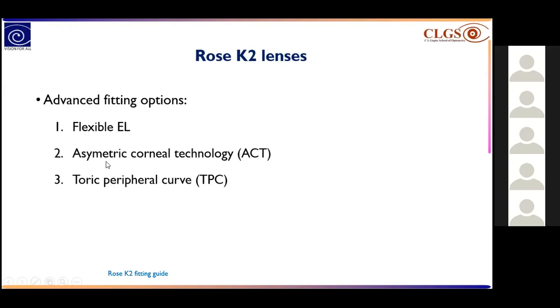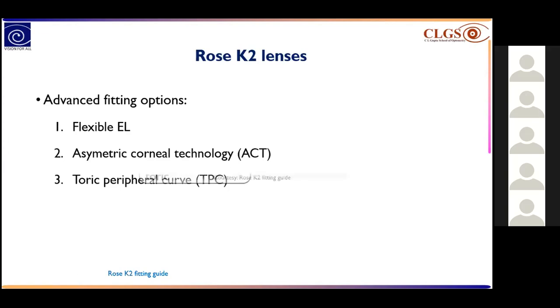So this ACT will be indicated if you are fitting the Rose K2 lenses and you see an edge lift at 6 o'clock. By adding this ACT, we are making the lens steeper at that 6 o'clock meridian, so the edge lift can be avoided. Another option is TPC, that is toric peripheral curve.